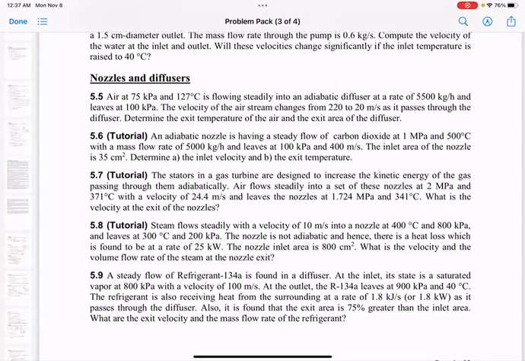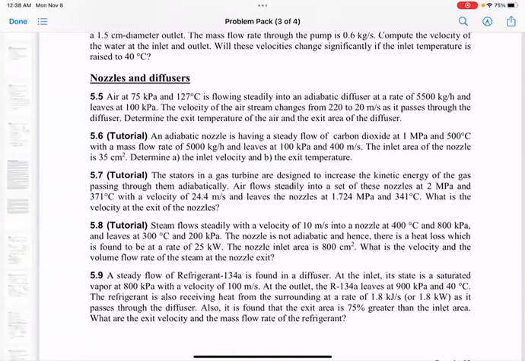So the next question: an adiabatic nozzle is having a steady flow of carbon dioxide at 1 megapascal and 500 degrees Celsius with a mass flow rate of 5,000 kilograms per hour and leaves at 100 kilopascals and 400 meters per second. The inlet area of the nozzle is 35 square centimeters. Determine the inlet velocity and the exit temperature.